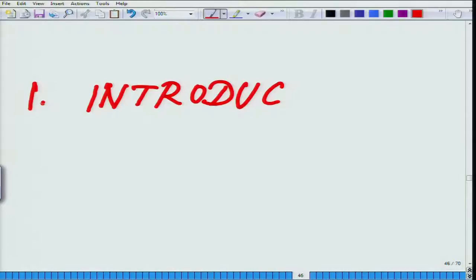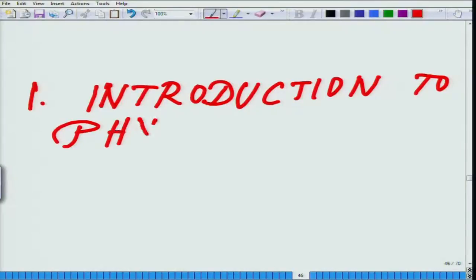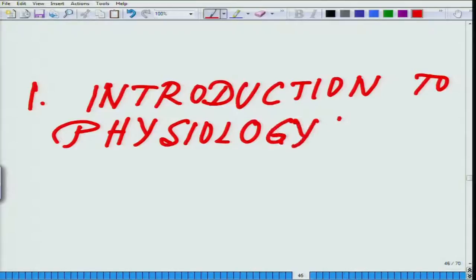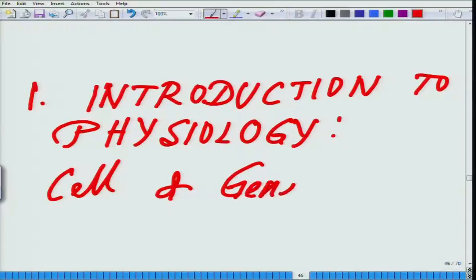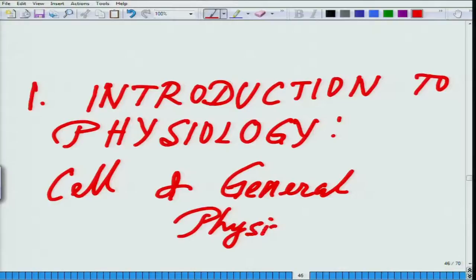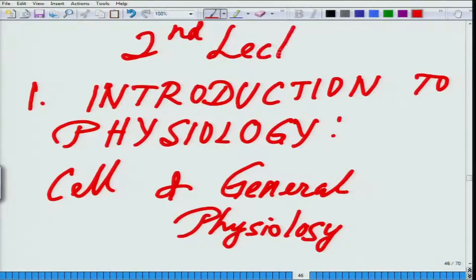Section 1, introduction to physiology, and under that we are dealing with cell and general physiology. And there are two dedicated lectures on this. So, this is the second lecture.